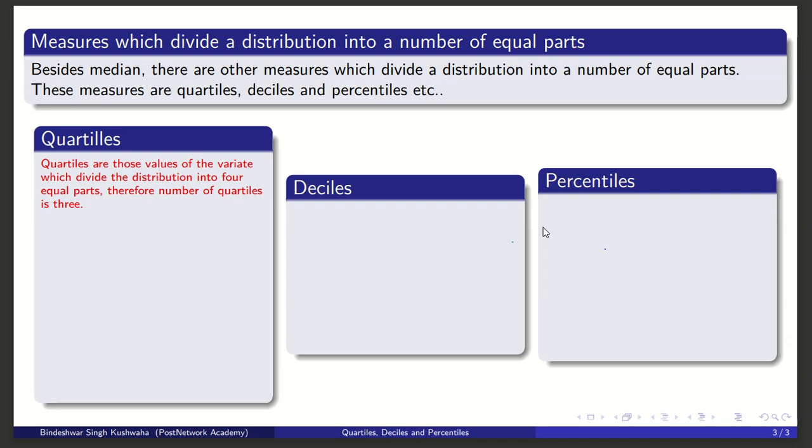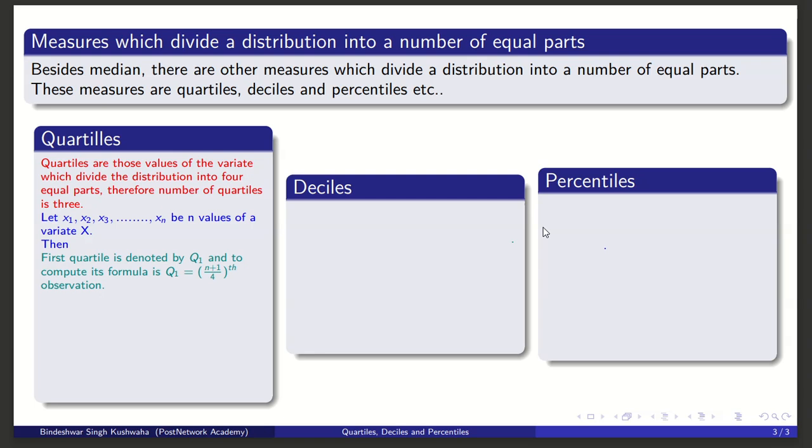And how you can compute it for ungrouped data. Let x1, x2, till xn be n values of a variate x. Then the first quartile, denoted by Q1, has the formula (n plus 1) upon 4th observation. So 25% of observations will be below the first quartile and 75% of observations will be above the first quartile, that means Q1.